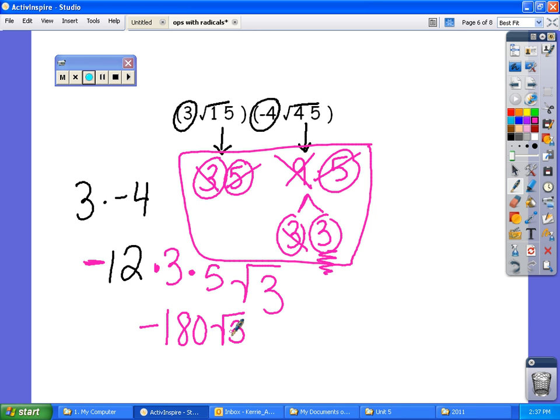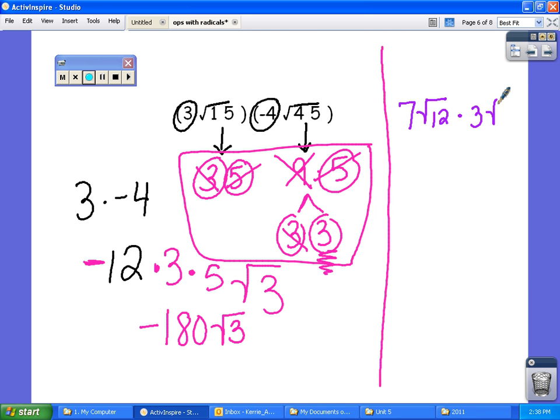Okay? So let's take a moment and let's look at one and have you do that. Let's do 7, the square root of 12, times 3, the square root of 15. Okay, I'm going to count a couple seconds, but remember you can always pause the video, do the problem, and then start again.